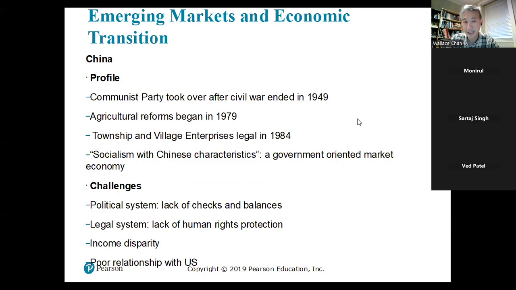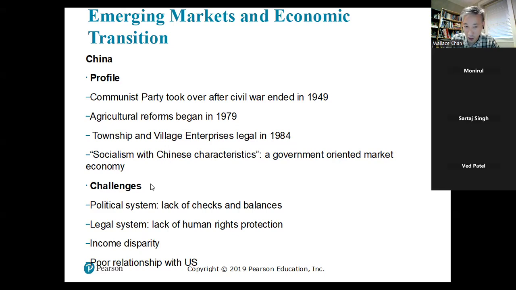Now, China is another example. They used to face major economic challenges, and in 1979 the economy was so poor that they started to switch from the central planning economy to the market-oriented economy. The Chinese government actually describes it as socialism with Chinese characteristics.